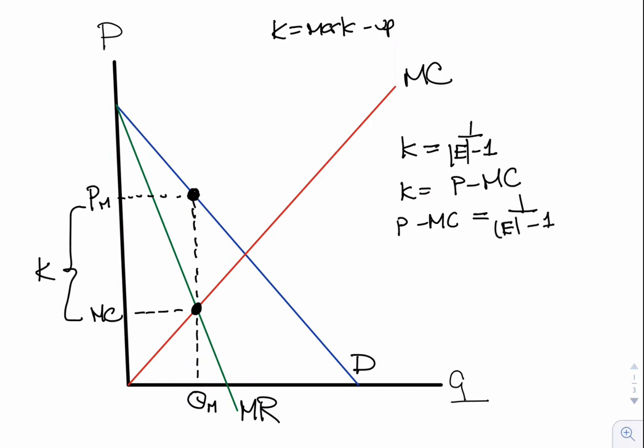Now, with the equation in these terms, notice that the only way the left-hand side of this equation, meaning the markup, could actually take a positive value is when the price elasticity of demand is larger than 1.